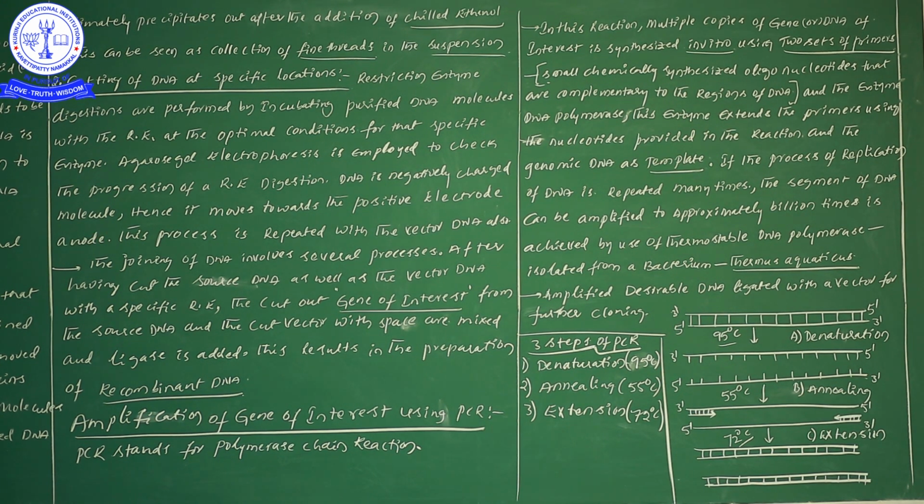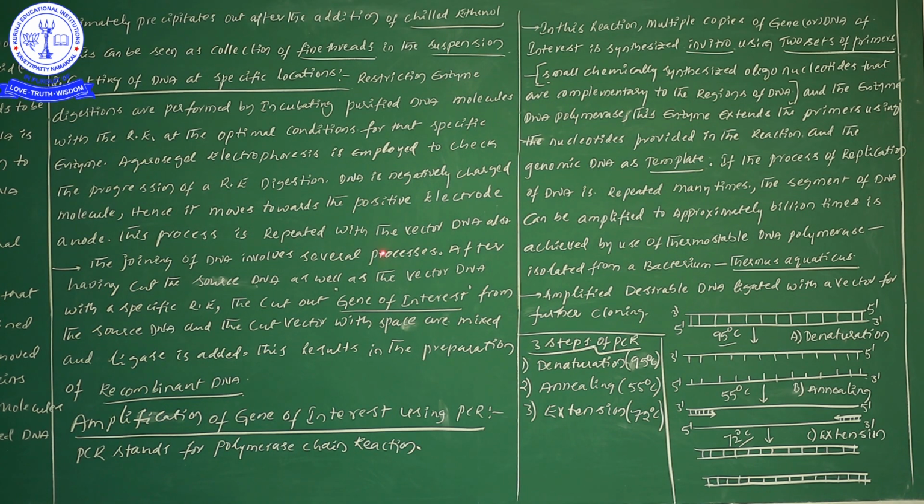Because of the presence of phosphate, DNA gets a negative charge. So don't forget, hence it moves towards the positively charged electrode, the anode. Already we have learned all this information.